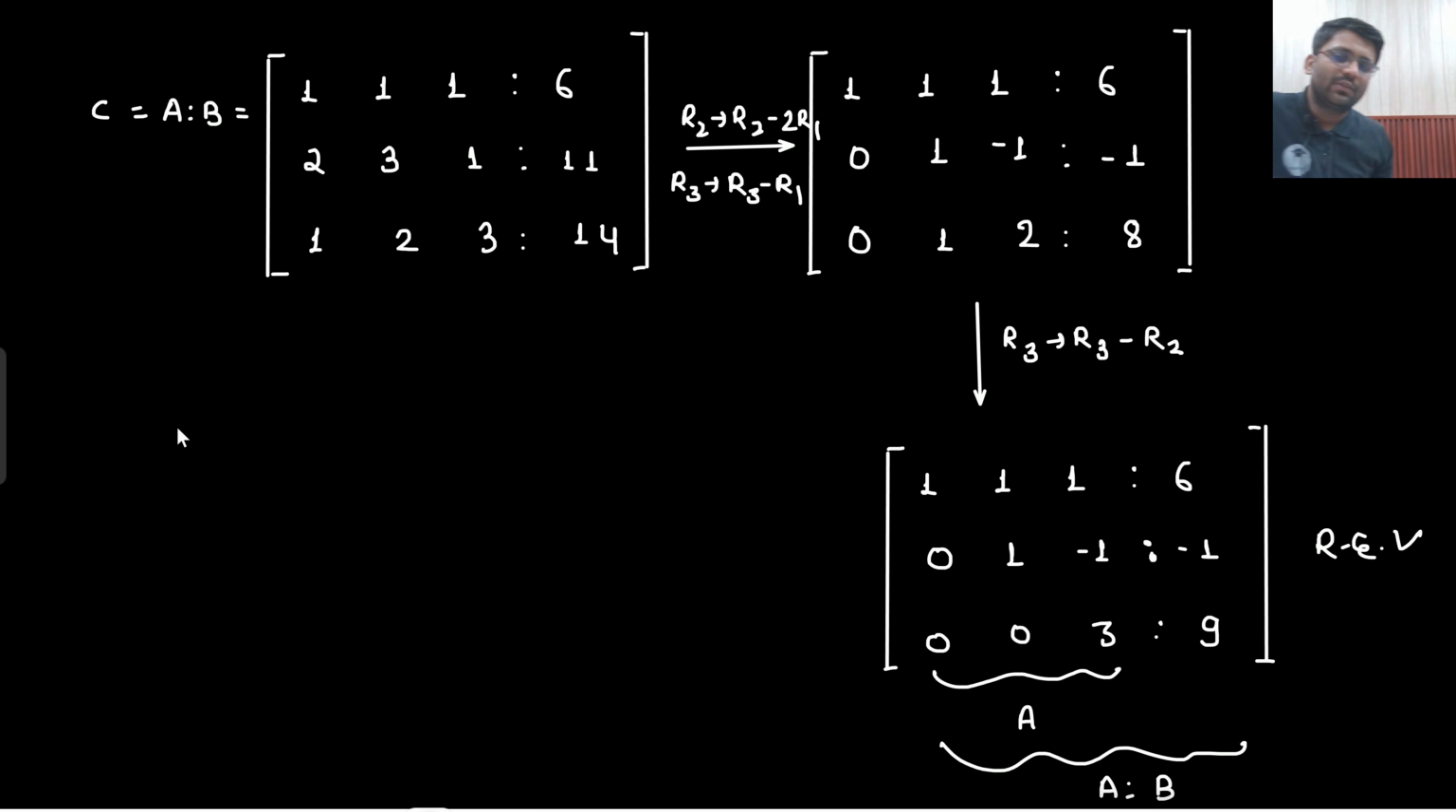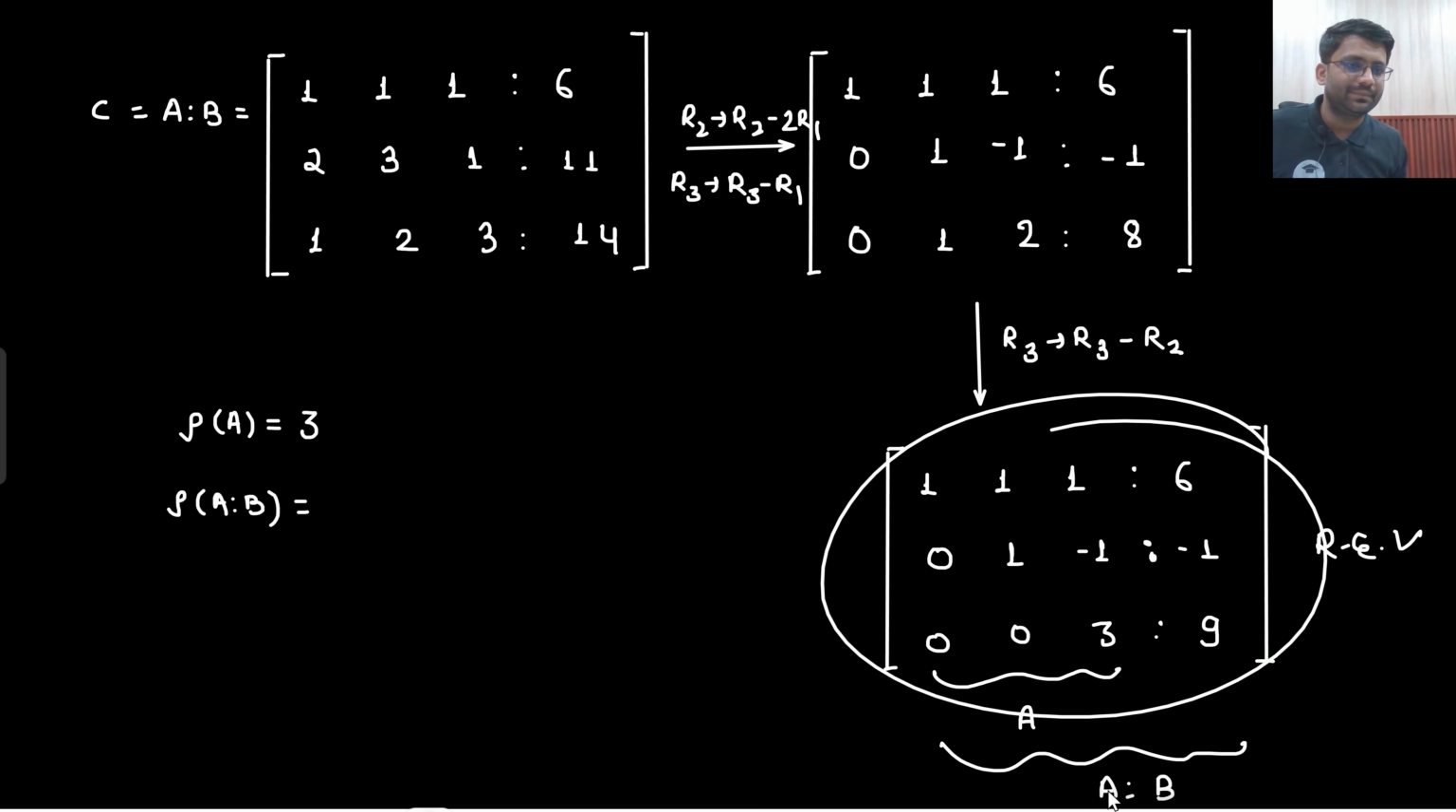So you need to tell me two things. What is the rank of A? So the rank of A is coming out to be 3, right? Sorry, all 3 rows are non-zero. So the rank of A is coming out to be 3. And what is the rank of A augmented B? The rank of A augmented B is also coming out to be 3 only.